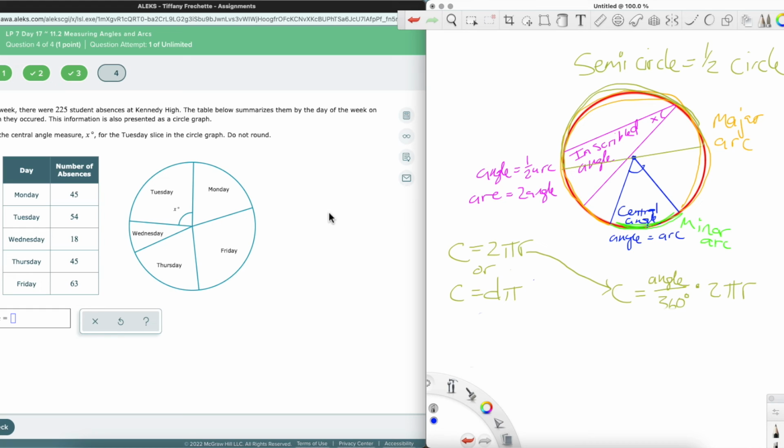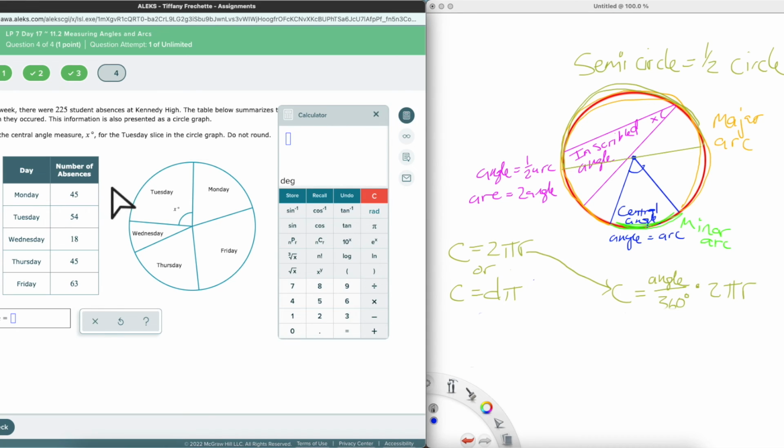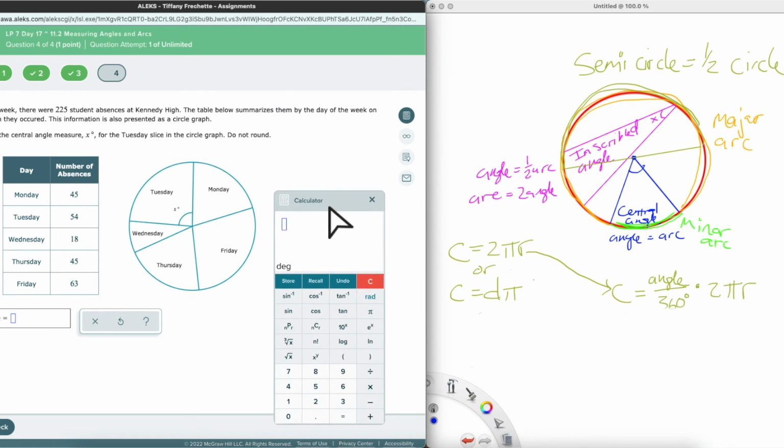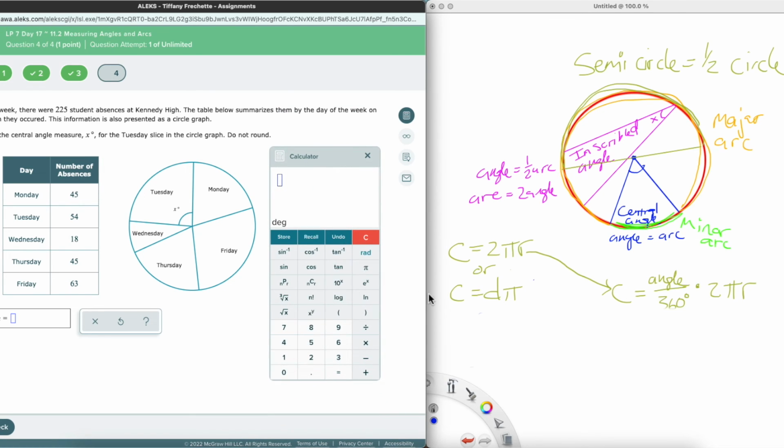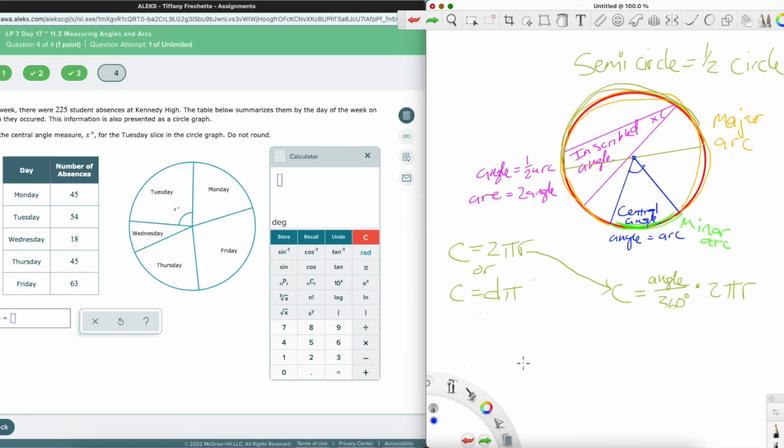With this one, we're just looking at some numbers. We do need to know what the total is in order to complete this. They already told us it's 225, so the total is 225. And I want to know what part of the entire circle Tuesday takes up. It looks like it takes up about a quarter, or about 25%. I'm guessing.